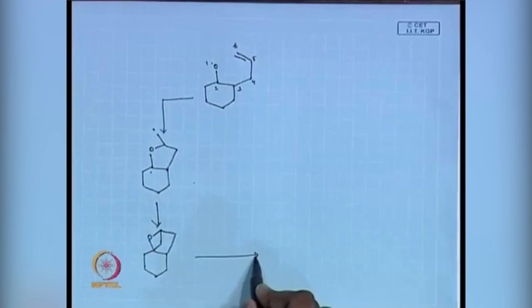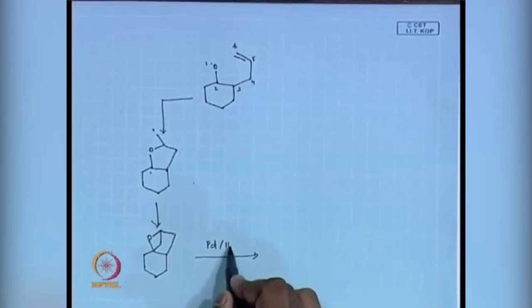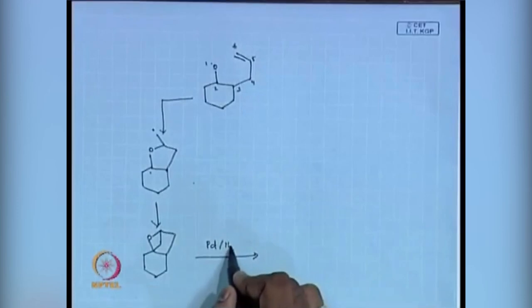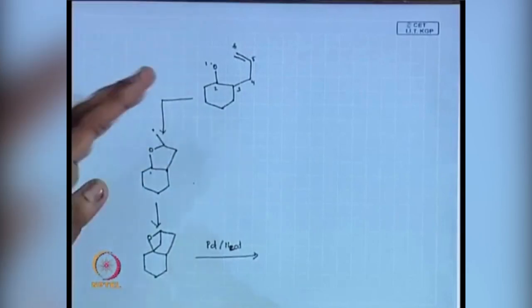If I put palladium to this, with heat, it is a type of aromatization I am doing. So what do you think we are going to end up with? You can do the same reaction with your 7-member also. 7-member is nice to get instead of 6-member. So you can think of some type of aromatization happening.